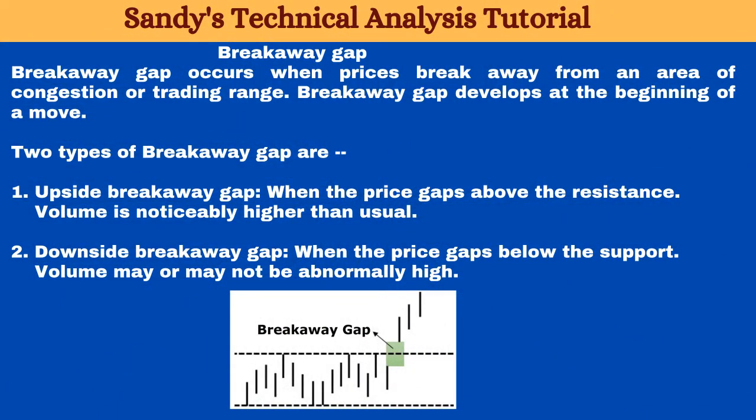Breakaway gap. Breakaway gap occurs when prices break away from an area of congestion or trading range. Breakaway gap develops at the beginning of a move. 2 types of breakaway gap are: 1. Upside breakaway gap, when the price gaps above the resistance. Volume is noticeably higher than usual. 2. Downside breakaway gap, when the price gaps below the support. Volume may or may not be abnormally high.